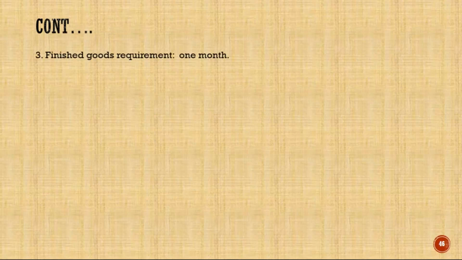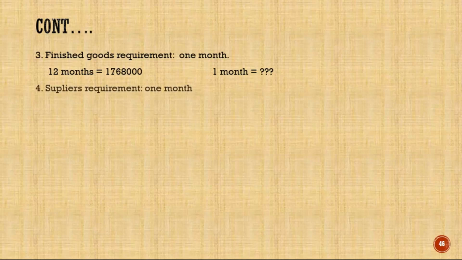Now next is finished goods requirement, 1 month. Here you must have understood that now we have to calculate finished goods requirement on total cost. So 12 months is equal to 17,68,000. So how much for 1 month? Next is suppliers requirement, that is for 1 month, and this needs to be calculated on raw material. So for 12 months, raw material requirement was 8,32,000. So how much for 1 month?